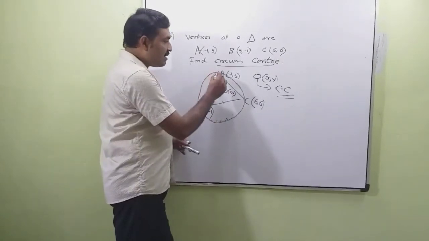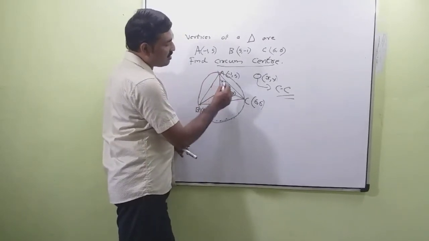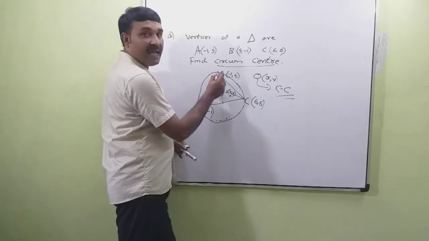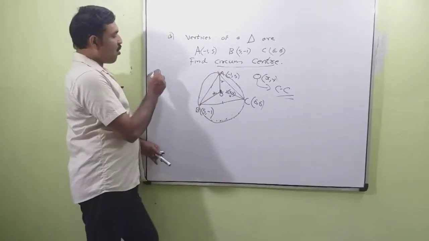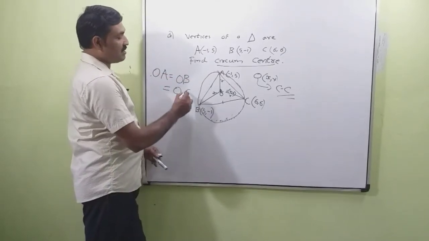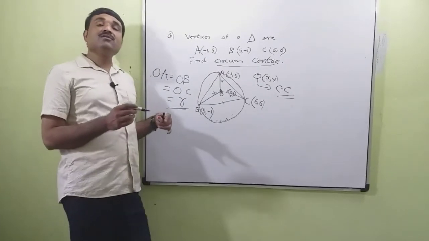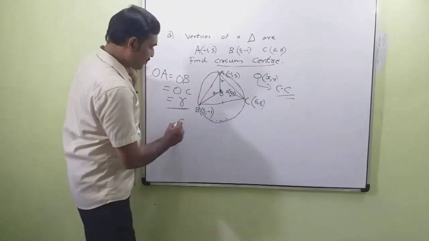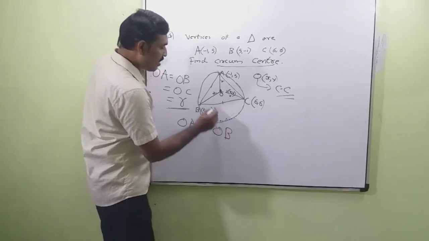Now this is a radius, this is also a radius, this is also a radius. These are all radii. So OA is equal to OB is equal to OC, that is equal to the circumradius R. Now by making use of the distance formula we can find the length OA. So OA is equal to OB.